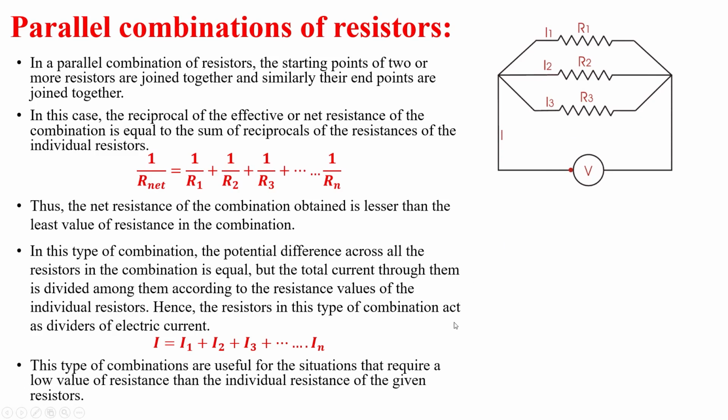So this type of combination is useful for situations that require a lower value of resistance than the individual resistance of the given resistors. This is used most at home, at school, or in local areas. This type of combination, the parallel combination, is used because if a single resistor is removed, the current will not stop flowing in the circuit. So it is more useful practically. The parallel combination is more useful.